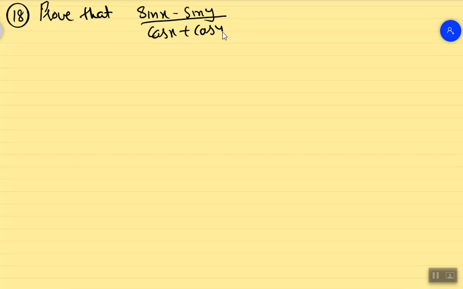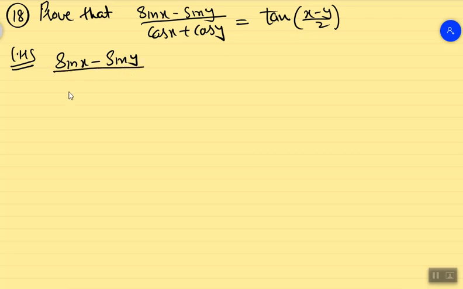Prove that (sin x minus sin y) over (cos x plus cos y) is equal to tan (x minus y)/2. So the left hand side is sin x minus sin y over cos x plus cos y.